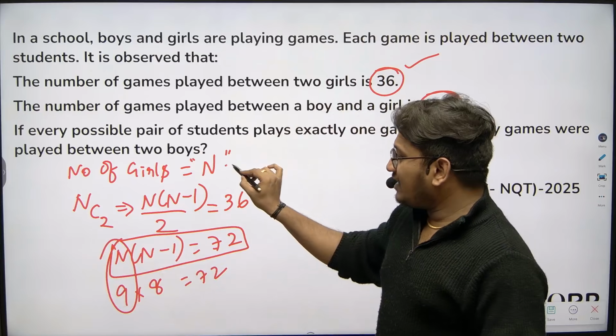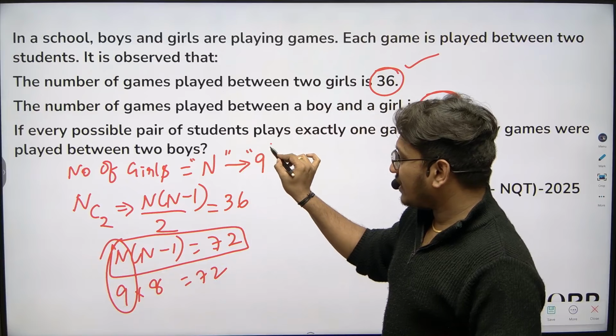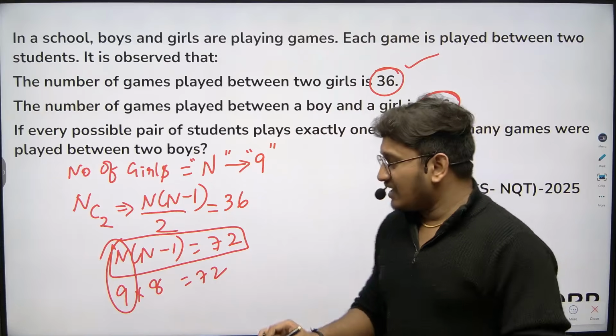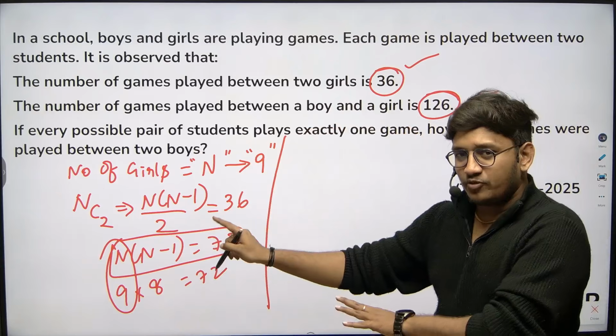Now here I got to know the number of girls in the picture is 9, right? The number of girls is 9. Now let's move on to the second condition. I hope up to this particular point you all are clear.